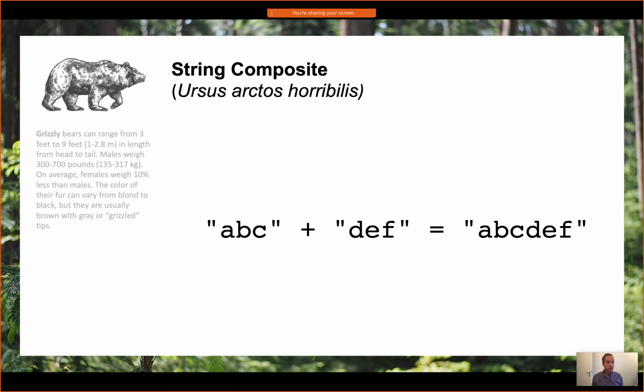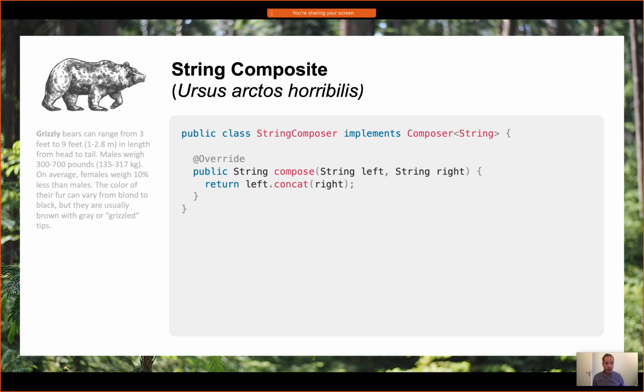Strings are composite too. I can combine two strings to get a new string by concatenation. So just like before, very easy. Here we have a composer for strings that accepts two strings, a left and a right string, and it just concatenates them. What could be easier?